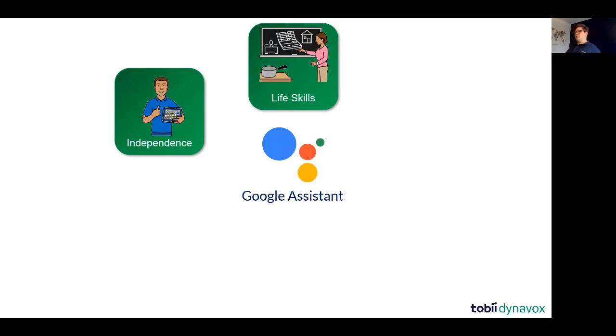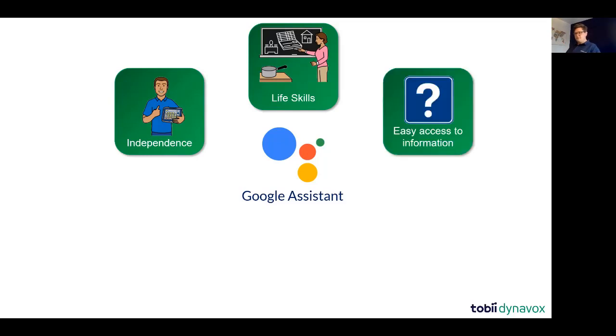It can help support life skills, whether it's things like checking the weather because we're going out, or checking what time the next bus or train is into town, maybe finding a local restaurant or cinema that is wheelchair accessible, maybe even ordering a takeaway. So really thinking outside of the box of different ways that we can use this.